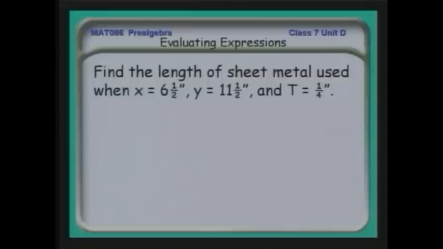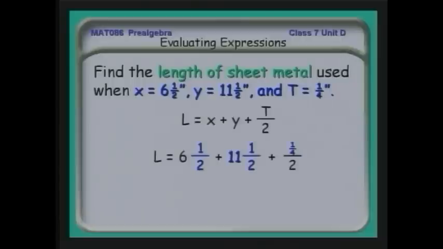Let's plug some values in. We'd like to find the length of sheet metal used when x is 6.5, y is 11.5 inches, and t is 1/4 of an inch. Now, to evaluate this, we need to plug those numbers in for their equivalent variable. And so we need to add 6.5 to 11.5 to 1/4 divided by 2.